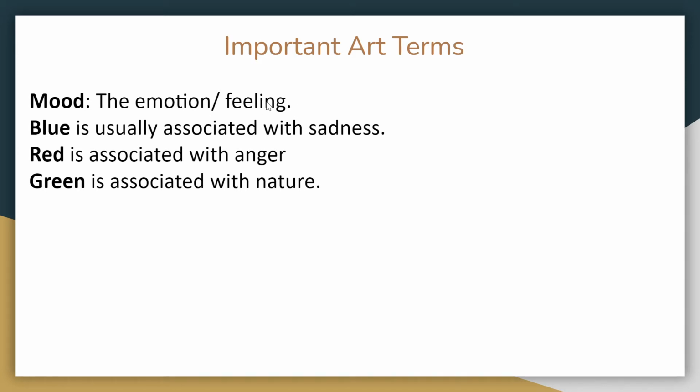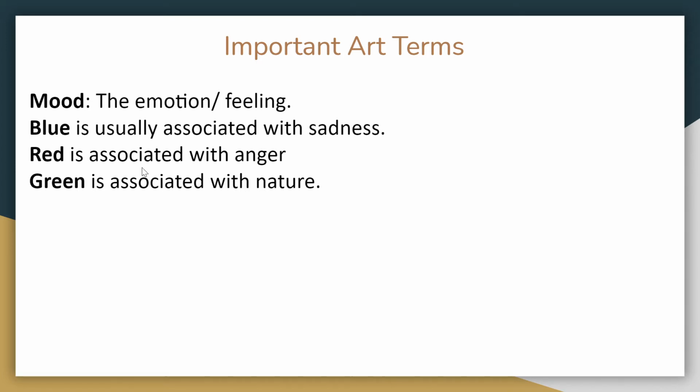Now, certain colors are associated, this word associated, certain colors are associated with different emotions. For example, blue is usually associated with sadness, right? In English, we say, I am feeling blue, which means I am sad.